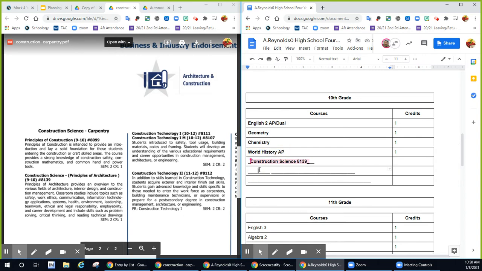Now, for this, do we have to put one for each category, or can we just put one? So you are just doing one. You do not want to do one for each category. The question was asked, Mr. Reynolds, for the endorsements, do we have to put one for each category? No. You do one endorsement.